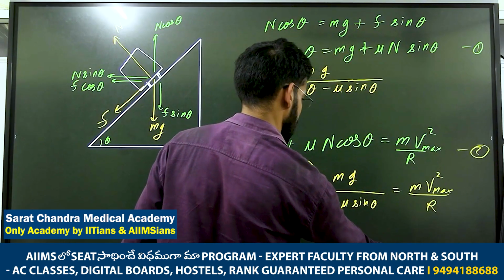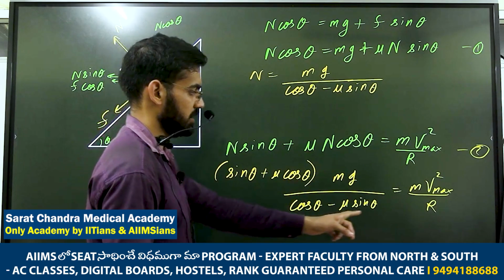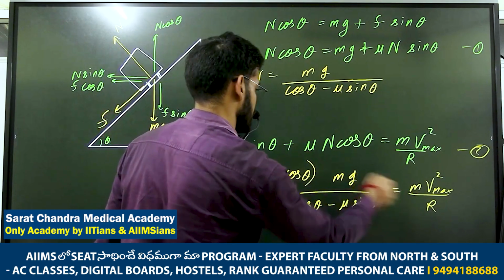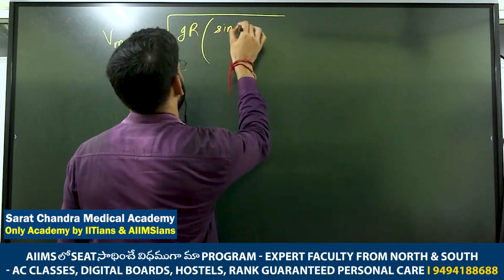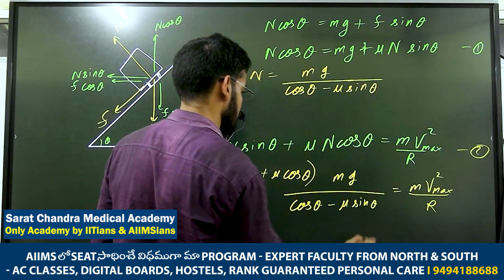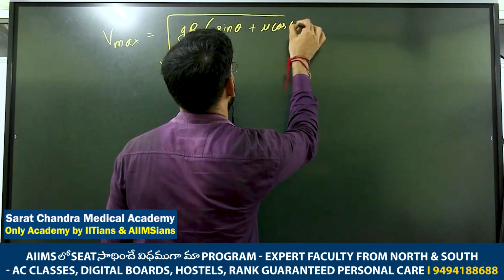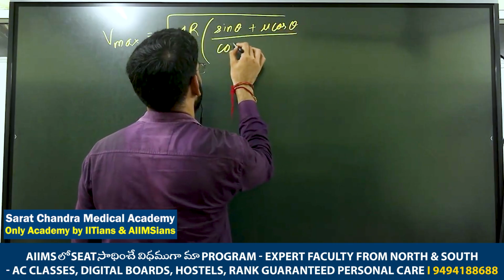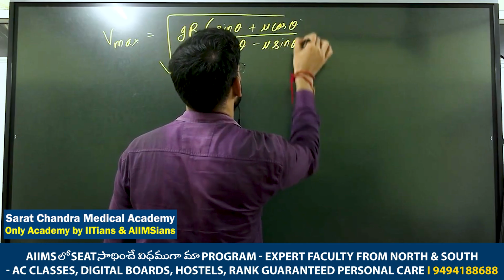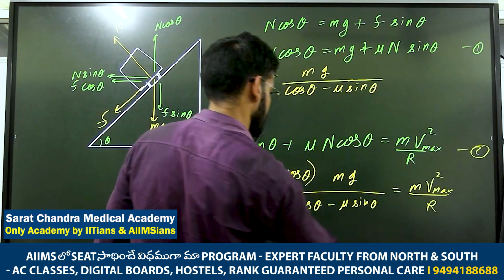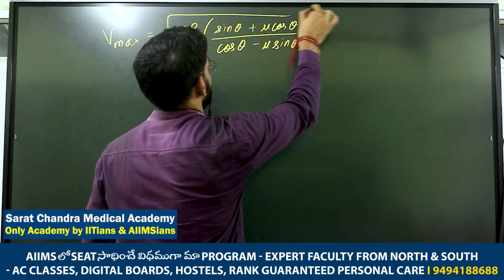Mu cancels out. See here what is there? Sin theta plus mu cos theta in the denominator, cos theta minus mu sin theta. M cancels out, R this side. I will tell the trick to remember also, don't worry. So sin theta plus mu cos theta, and in the denominator cos theta minus mu sin theta. Right or wrong? This is what V max is.